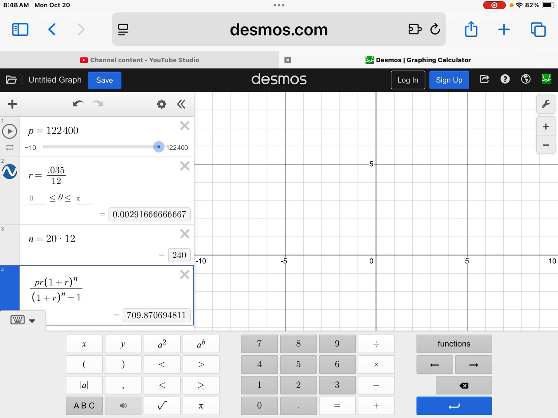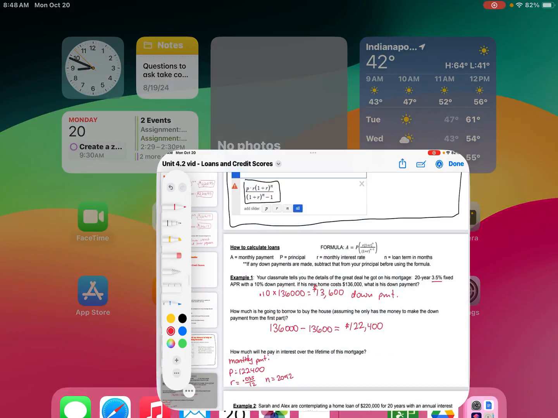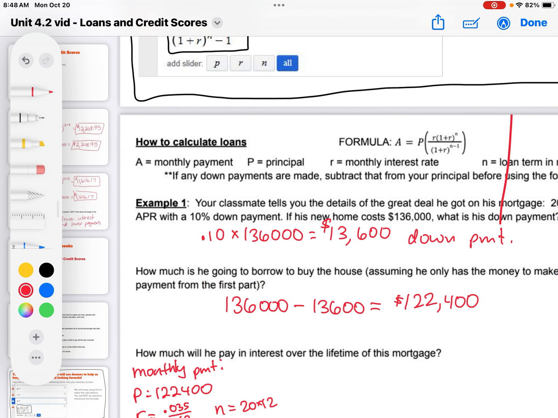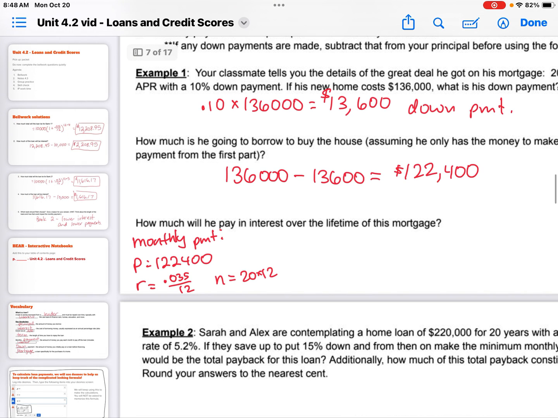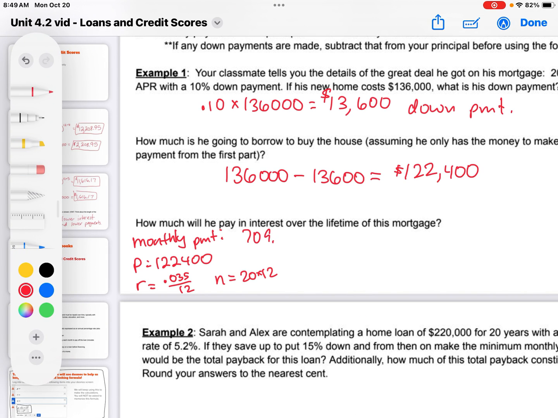As you can see here, I typed all that in. I got 709.87. So I'm going to go back here and type that in, 709.87. To figure out how much we paid, we're going to take that 709.87 and multiply it by the number of months we paid, which is 240. I'll calculate that with a regular calculator. That means you paid $170,368.80.